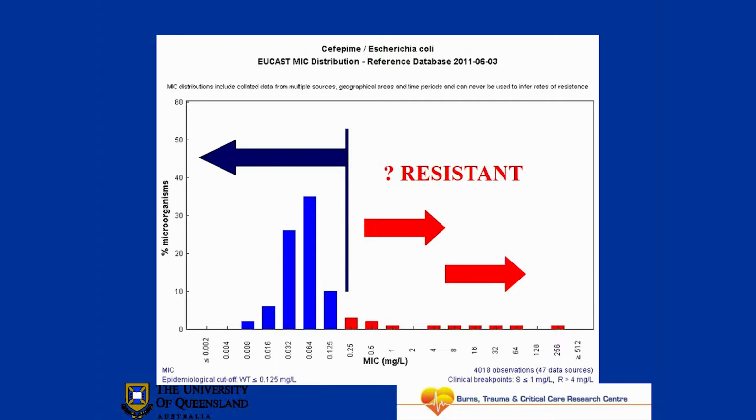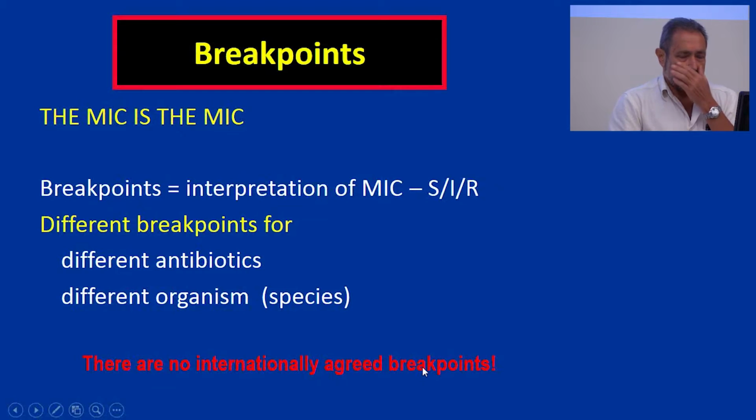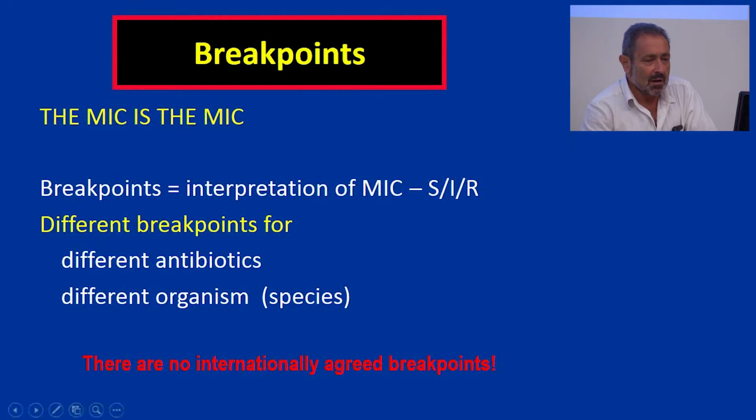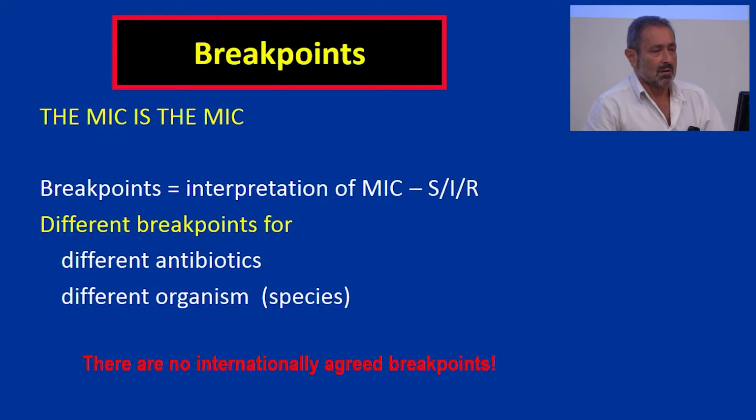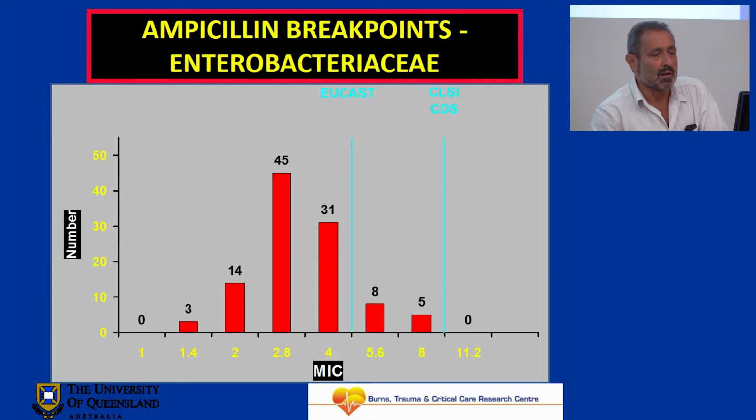And then you get this type of distribution where we think that this part is sensitive and that part's resistant. This is a more recent database, but it's the same concept. You have 4,000 organisms. So just to put it in perspective, the MIC is the MIC. But breakpoints are an interpretation of the MIC into susceptible, intermediate, and resistant. And there are different breakpoints for different antibiotics and different organisms. And there's no internationally agreed set of breakpoints, which is another problem. So we use EUCAST, but there are other breakpoints as well.